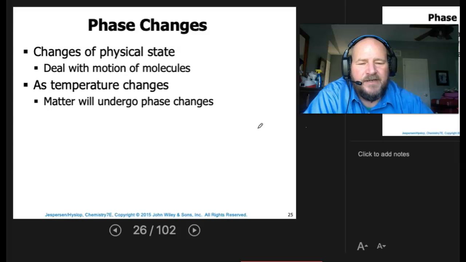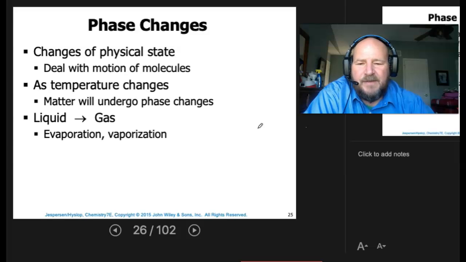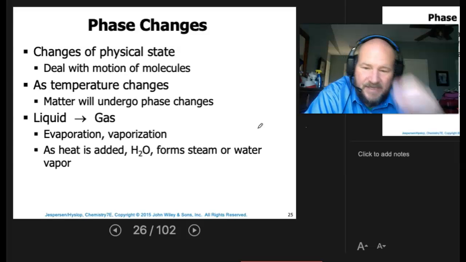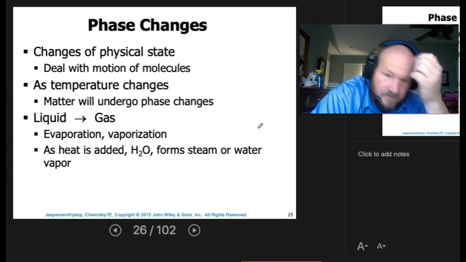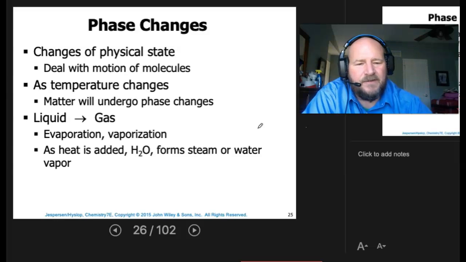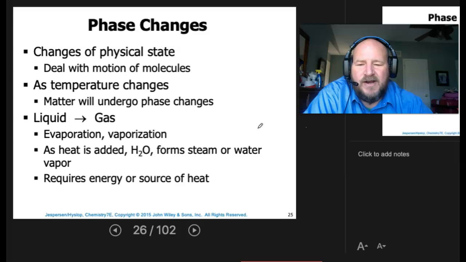So as we heat it up, we will see that a solid will turn to a liquid. We call that a melting point. Then, of course, from a liquid to a gas, we call that an evaporation point. All right, so evaporation or vaporization. Now, as heat is added, water forms steam or water vapor. Right, it's going to require energy or a source of heat.